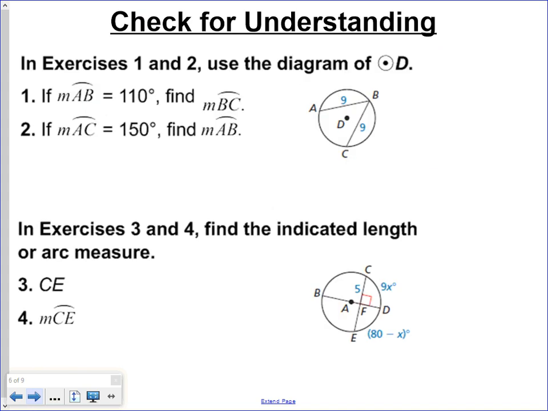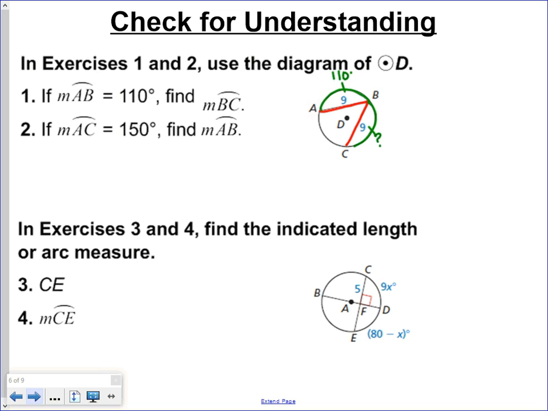Okay. So a little check for understanding here on both those theorems. The first theorem said if you have two different chords in a circle, and they're the same, then the arcs that they intersect, AB and BC in this case, also have to be the same measure. So the first one says if AB is 110 degrees, find BC.